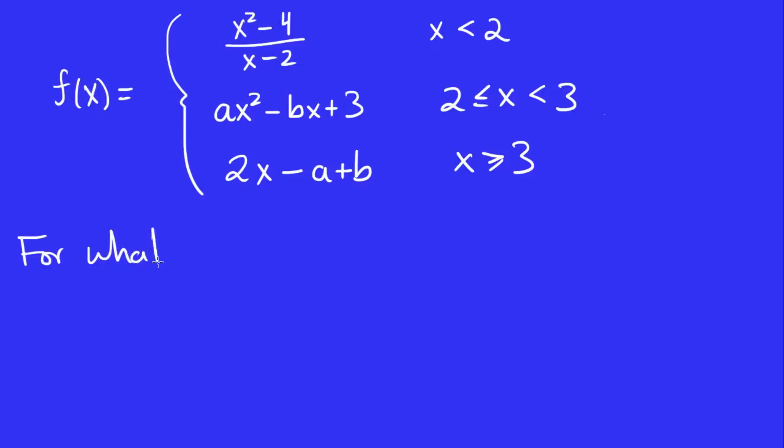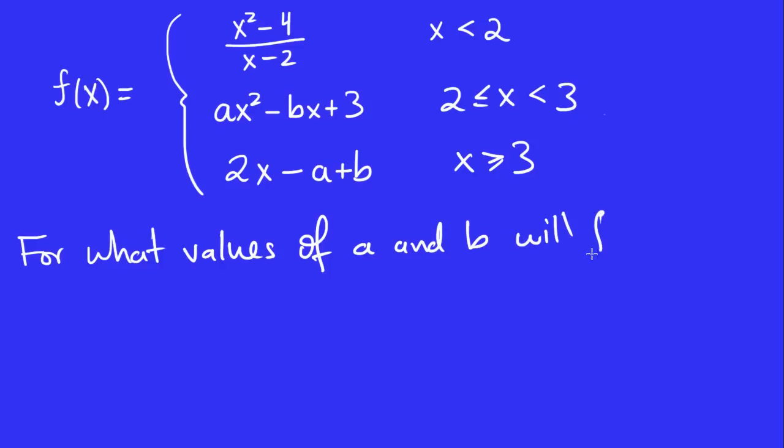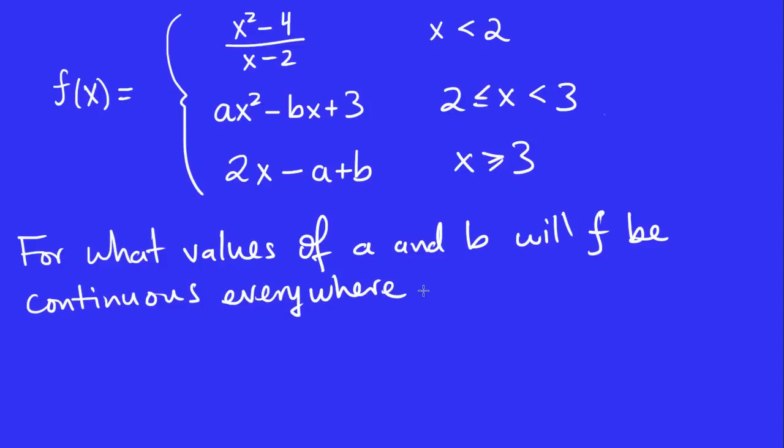So for what values of a and b will f be continuous everywhere? Maybe instead of everywhere, maybe I should say on R.